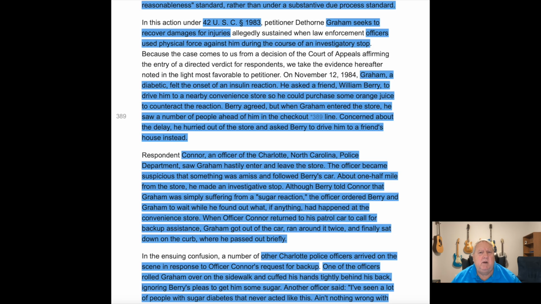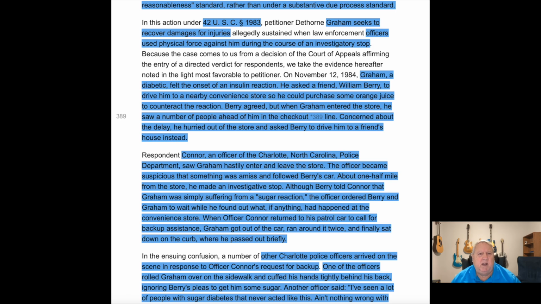When Officer Connor returned to his patrol car to call for backup assistance, Graham got out of the car, ran around it twice, and finally sat down on the curb, where he passed out briefly. In the ensuing confusion, a number of other Charlotte police officers arrived on the scene in response to Officer Connor's request for backup. One of the officers rolled Graham over on the sidewalk and cuffed his hands tightly behind his back, ignoring Barry's pleas to get him some sugar.